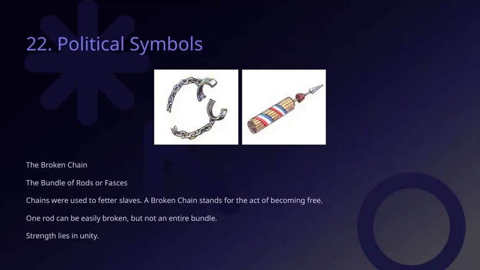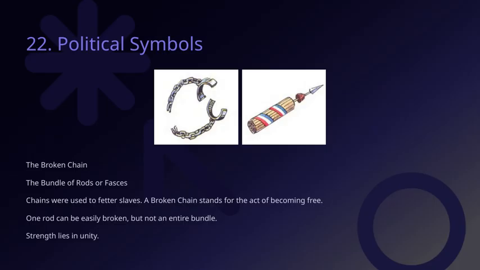Let's take a closer look at some common political symbols. First, we have the broken chain. This symbol represents freedom and liberation, especially in the context of overcoming oppression or slavery. When you see a broken chain, it's a powerful visual of breaking free from constraints.